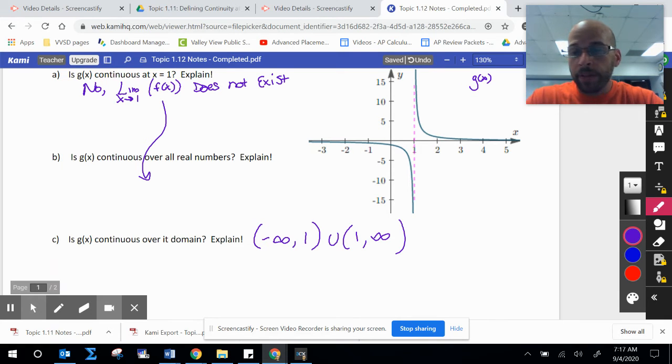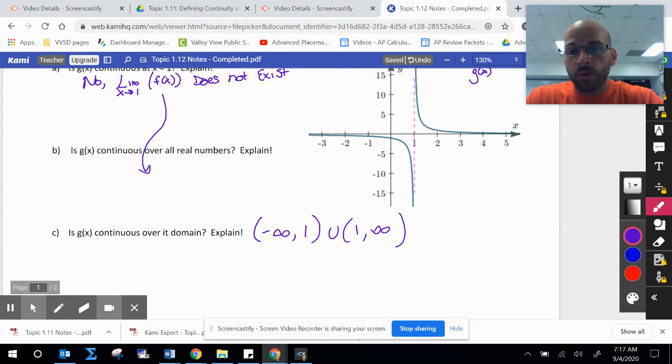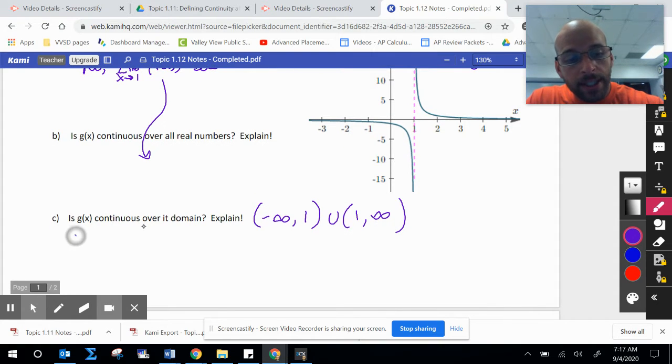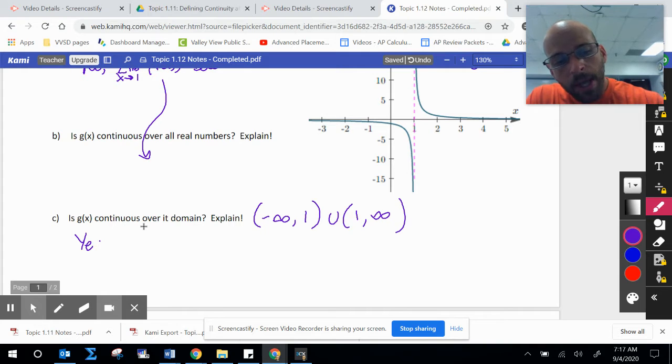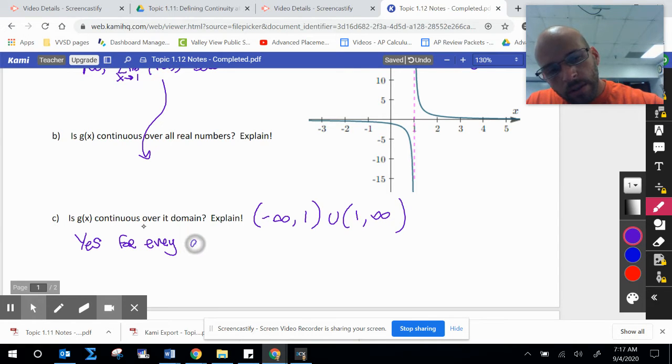Yeah, there's no breaks in my graph on the left-hand side. Is it continuous from 1 to infinity? Yeah, there's no breaks in my graph from 1 to infinity. So therefore, this is continuous over the domain. And the reason being is because the domain is not including the asymptote. That's not a part of the function. There's no output there. So I'm going to say yes for every a within negative infinity to 1 union 1 to infinity.